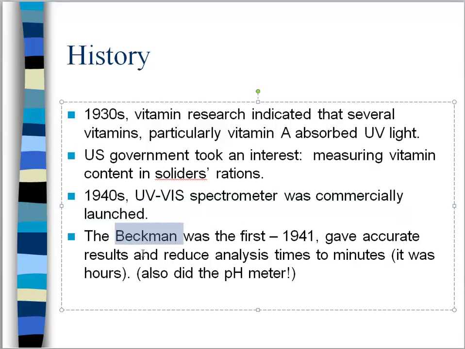The Beckman was the first ultraviolet visible spectrometer. This happened in 1941. So Beckman is just the instrumentation manufacturer. That's all that it is. So it's like a pair of jeans. We have different brands. Well, spectrometers, UV vis spectrometers, have different brands. The very first original brand was the Beckman.